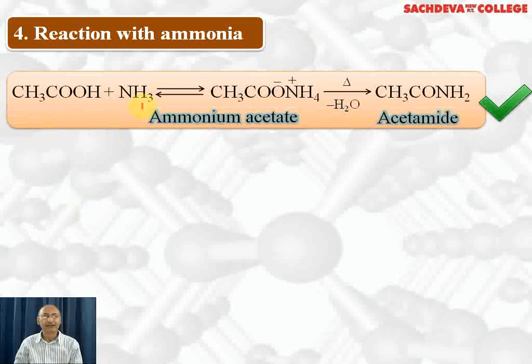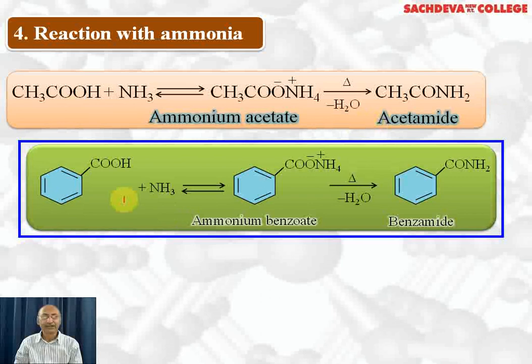Reaction with ammonia. Acetic acid when it reacts with ammonia, it gives ammonium acetate, which on heating loses a water molecule forming acetamide. The IUPAC name of acetamide is ethanamide. Benzoic acid when heated with ammonia, we get ammonium benzoate, and on heating it loses a water molecule giving benzamide.